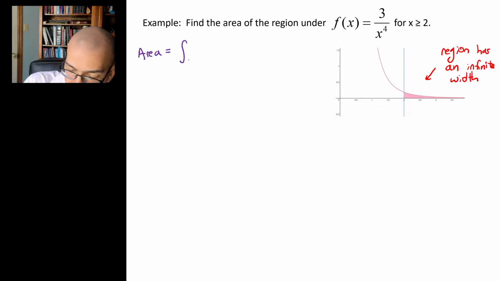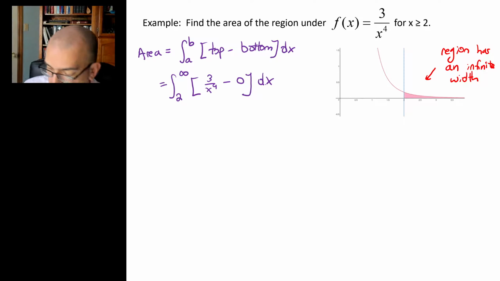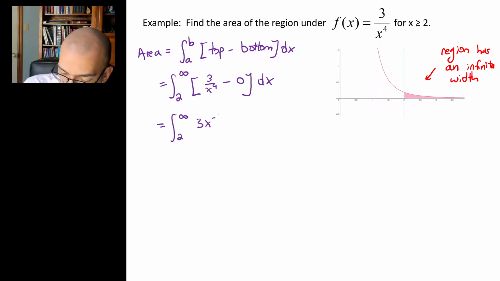Okay, so the area is equal to the integral from a to b of the top function minus the bottom function. Now a, we're going from 2. B, we're going up to infinity. The top function is 3 over x to the power 4. The bottom function is 0. We're using the x-axis as our bottom. I'm going to rewrite this as the integral from 2 to infinity of 3x to the power of negative 4 in preparation for using the anti-power rule.